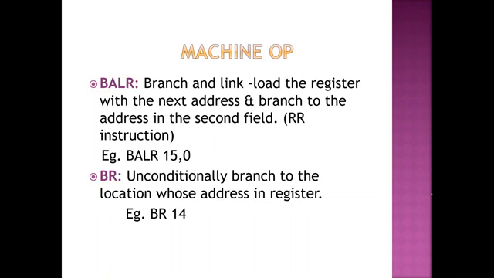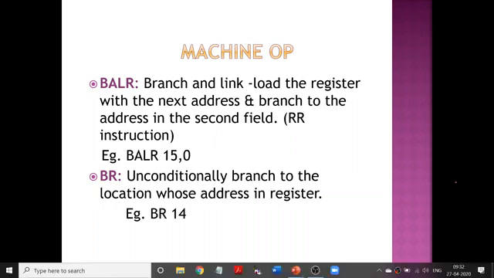What does this mean? Branch and link. This instruction is similar to the USING instruction. The only difference is that USING is a pseudo op, and BALR is a machine op. Here we say branch and link, so first linking will happen. See the example, BALR 15: here 15 is going to be your base register. Whatever address is present in the next line becomes the value, the address, stored inside the base register. I will repeat: BALR, branch and link.